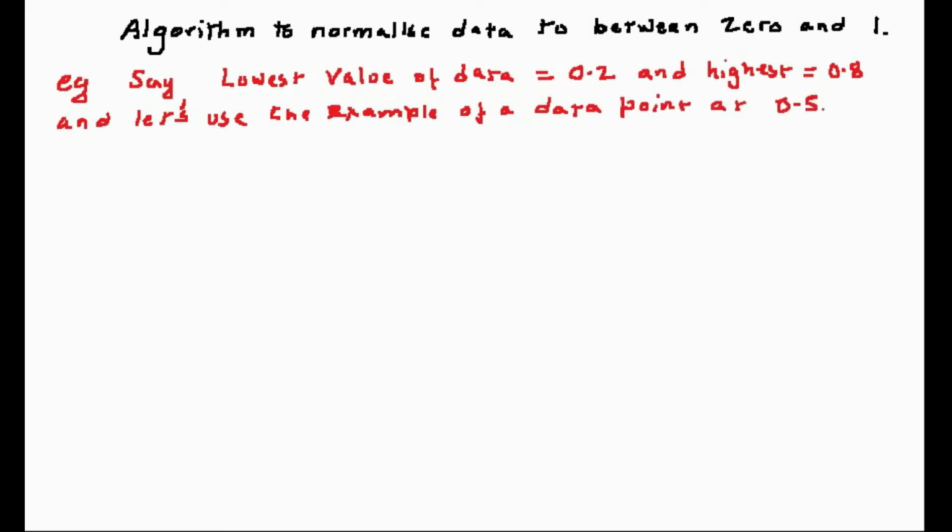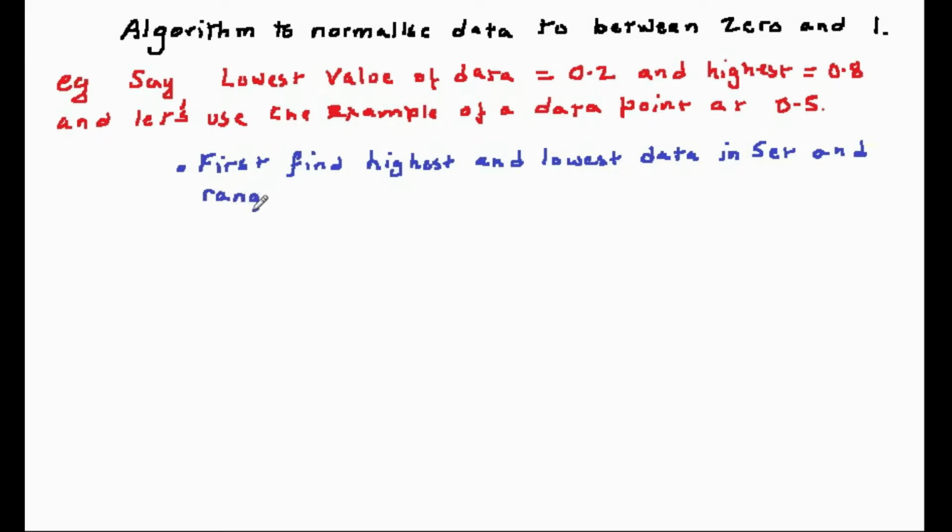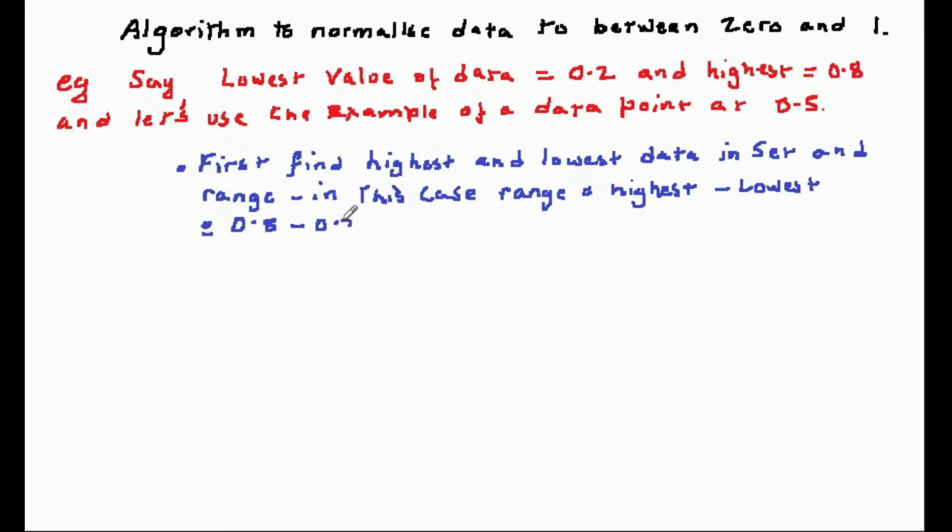As an example, let's use an image. Firstly, find the value of the lowest and highest pixel in the image. Say for example that the lowest value is 0.2 and the highest is 0.8. Secondly, find the maximum range. This is the highest value minus the lowest one, so in our case it's 0.8 minus 0.2, which is equal to 0.6. Next, subtract the lowest value from all the pixels.